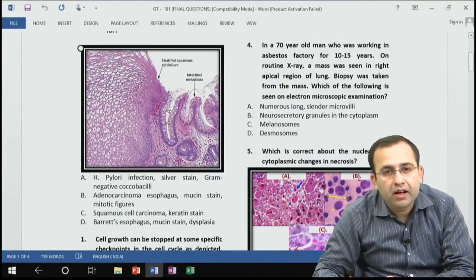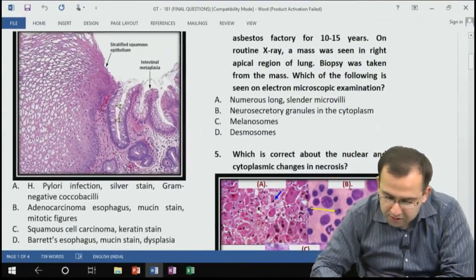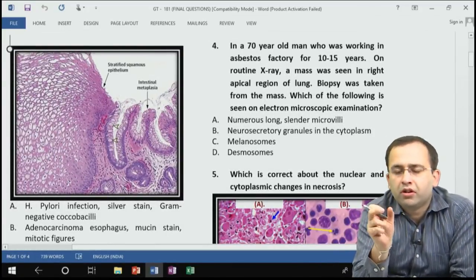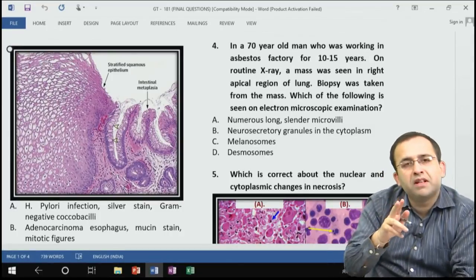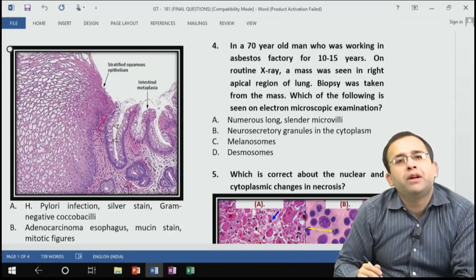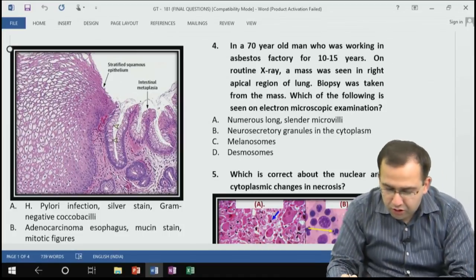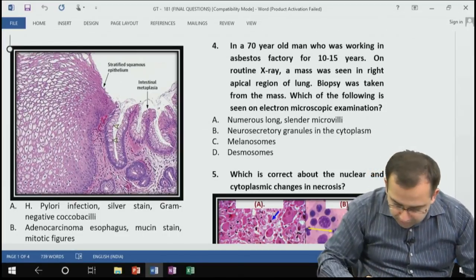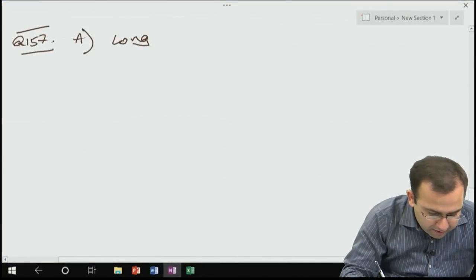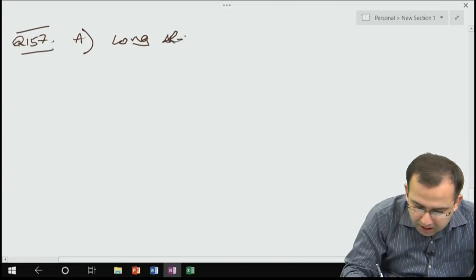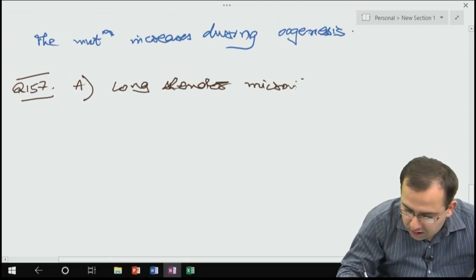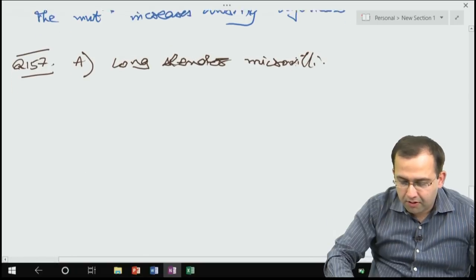Now, what we see here is a 70-year-old male working in an asbestos factory, biopsy was taken from the mass, which is seen on electron microscopy. The minute the examiner talks of an asbestos factory, the most specific neoplasm associated with asbestosis is mesothelioma. So the examiner is asking the electron microscopic feature of mesothelioma, which shows long slender microvilli. That is answer A. It shows the presence of long slender microvilli.